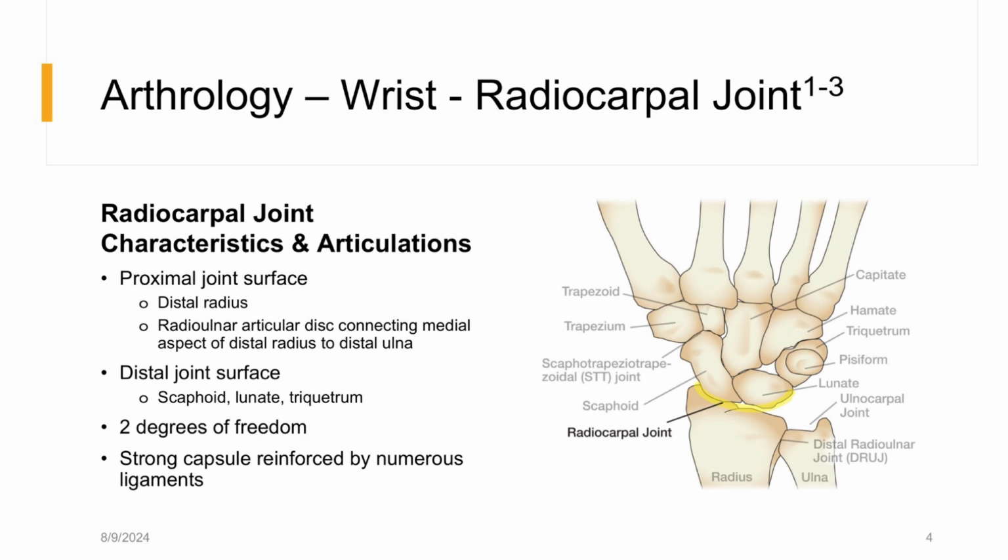The radial carpal joint is deemed to have 2 degrees of freedom. It's also reinforced by numerous ligaments at the radial carpal joint. So you have numerous ligaments that reinforce that joint to provide stability, and that is static stability, right? Why would ligaments be considered static stabilizers? Because they do not contract. Good job. So that's foundational content. Make sure you keep that log, right?